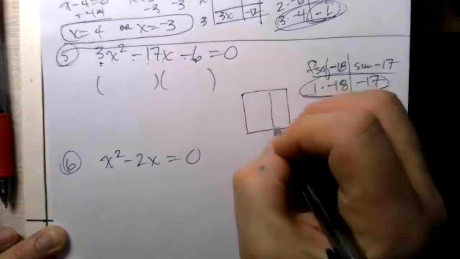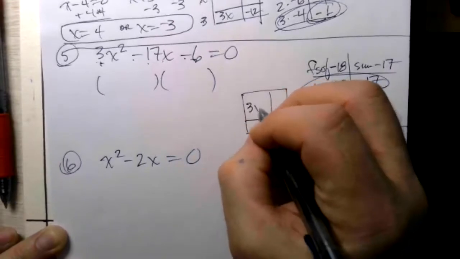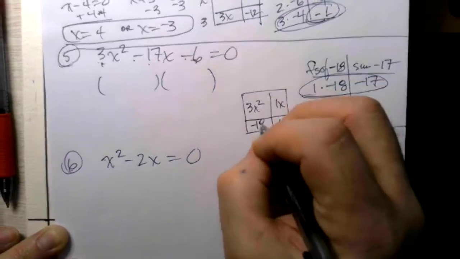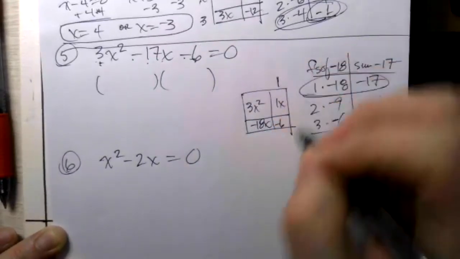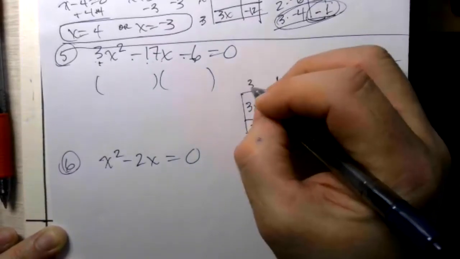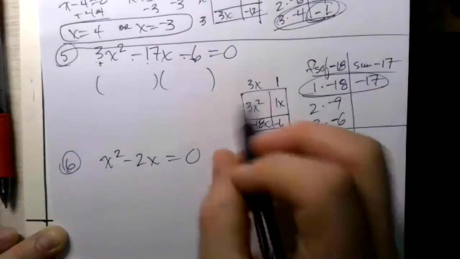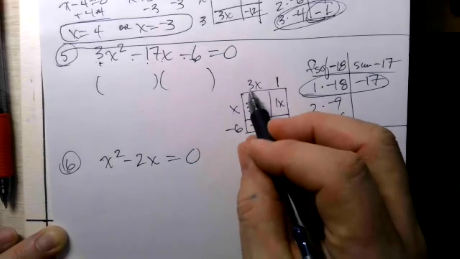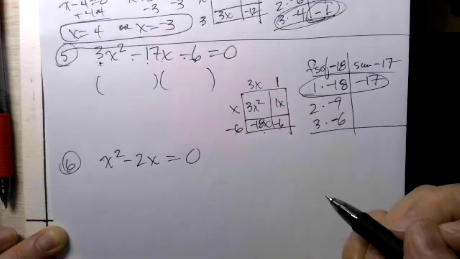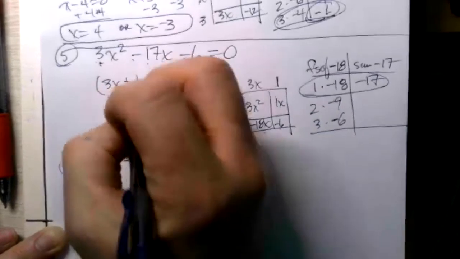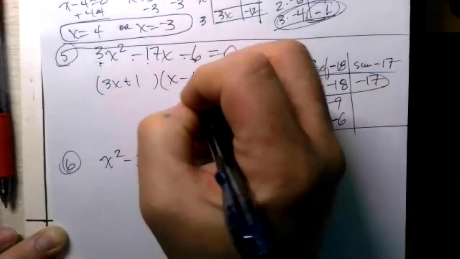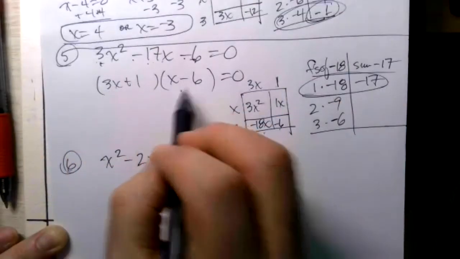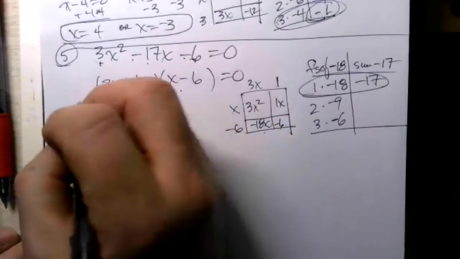Okay, so we found what we were looking for. 3x squared, -6, 1x, -18x. Just a 1 in common here. I see a 3x in common there, an x in common here, and a -6. -6 times 3, -6 times, yep, this is working. So 3x plus 1, x minus 6 equals 0. So if two things are multiplied to equal 0, then one of those had to be 0.